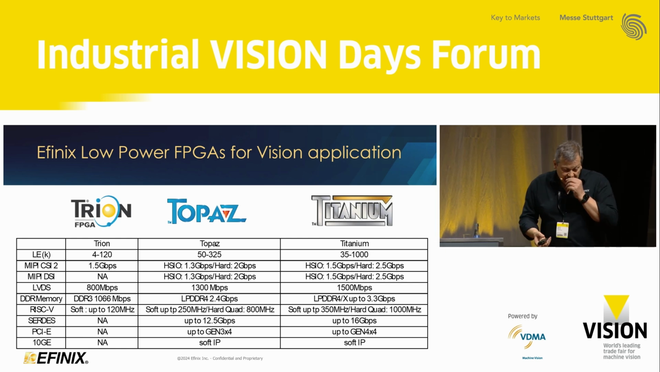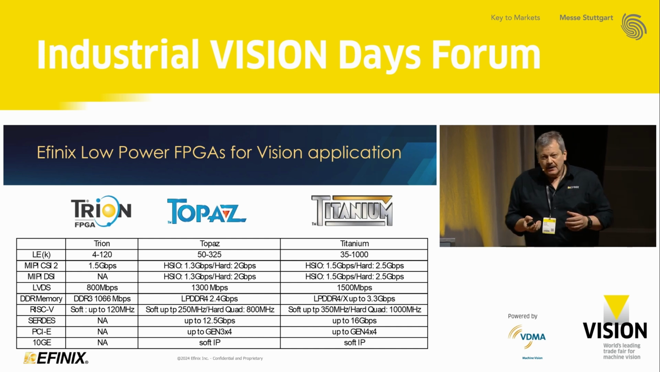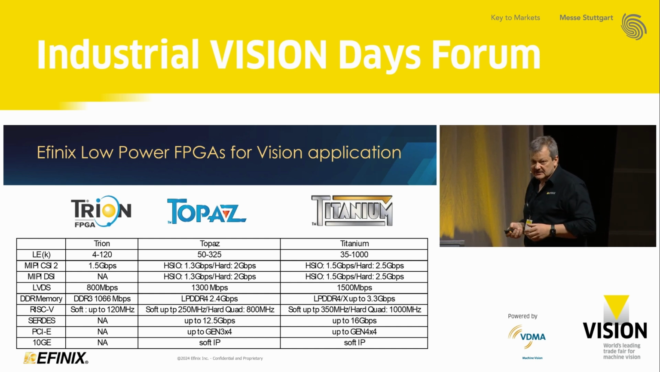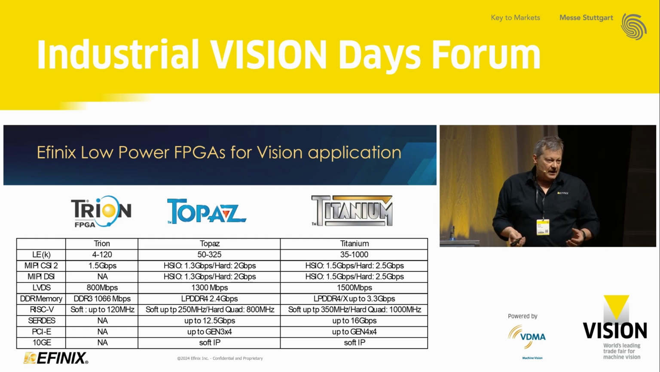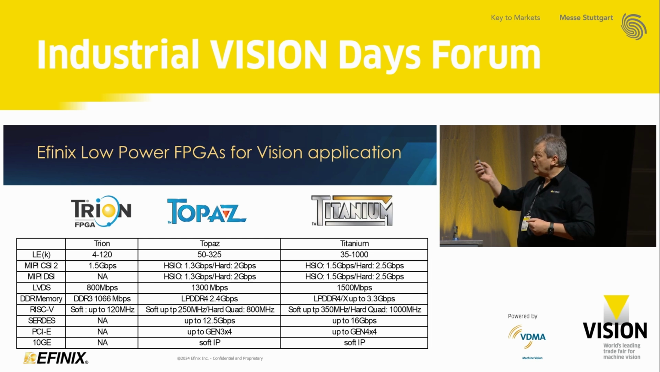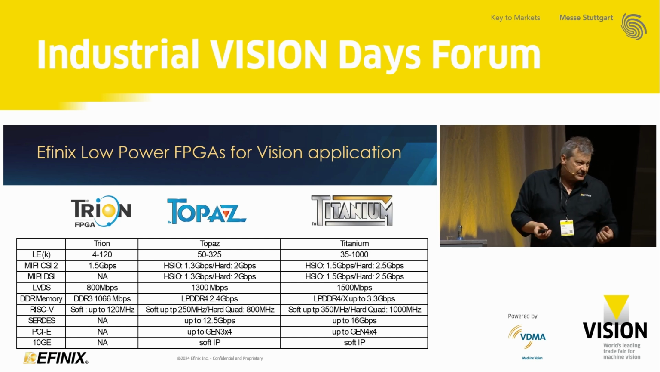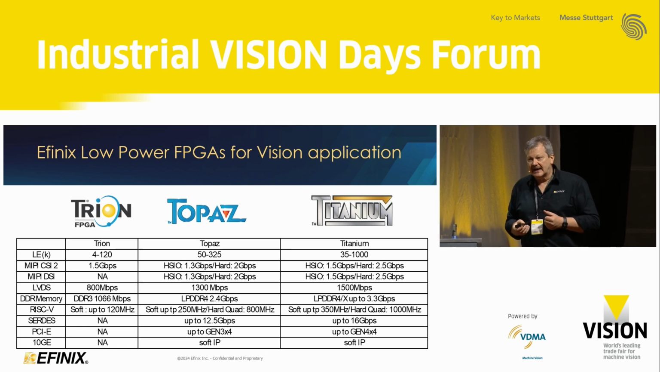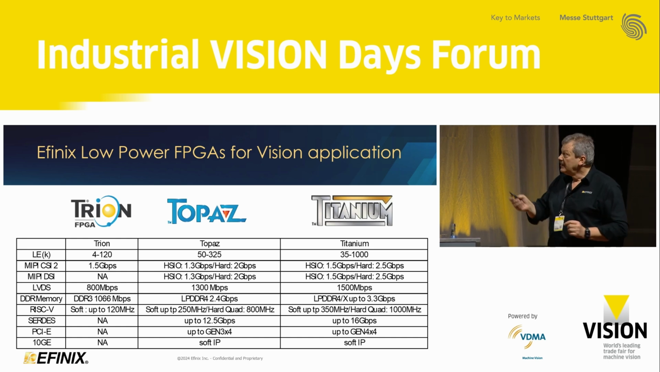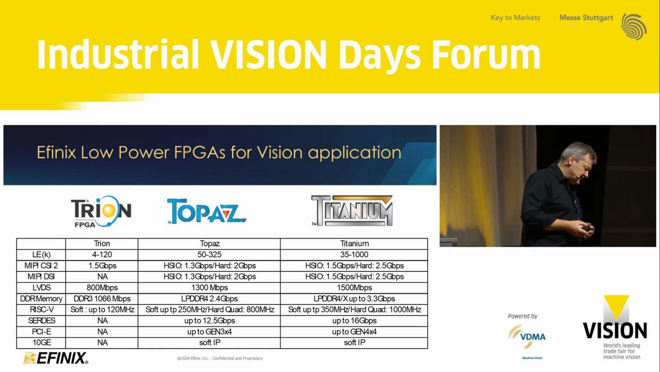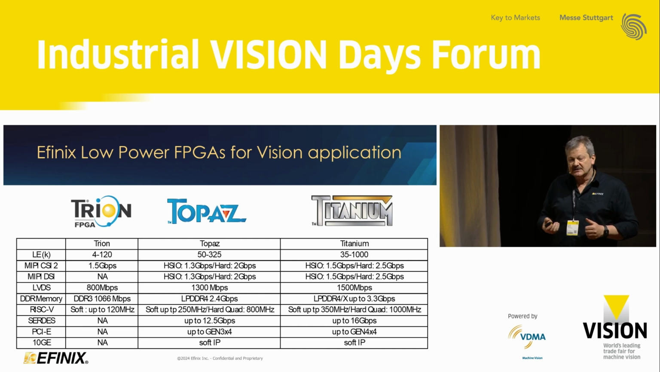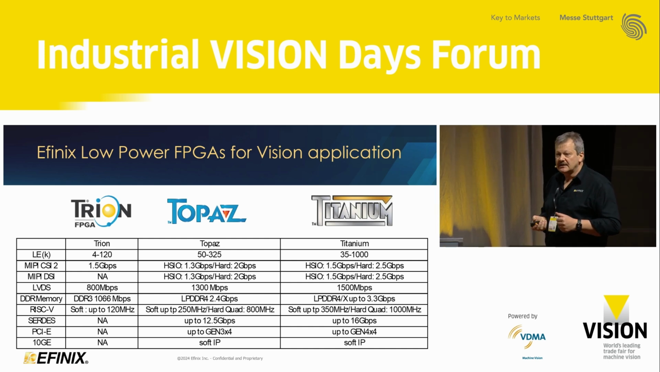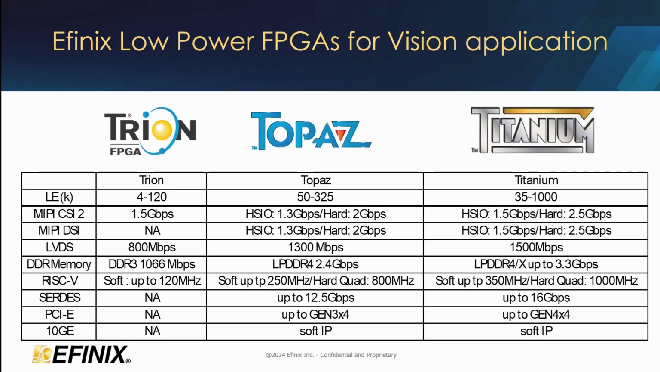For computing, if you need some microcontroller inside, we are focusing on RISC-V based processors. That means we are supporting a RISC-V processor in all our families on a soft IP core basis. In Trion, it runs up to 120 megahertz. In Topaz, up to 250. In Titanium, up to 350 megahertz. Still a soft processor. In Titanium and Topaz, we also added to the devices which are supporting high-speed SerDes a hardwired quad RISC-V core, which is able to run at 1 gigahertz. And this is good enough for a lot of applications.